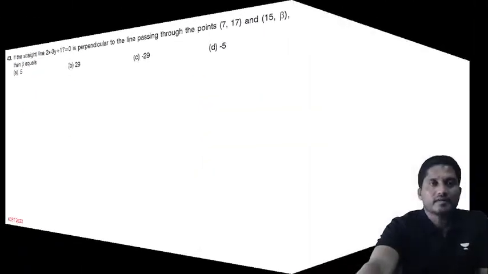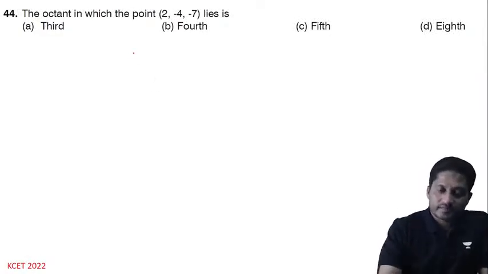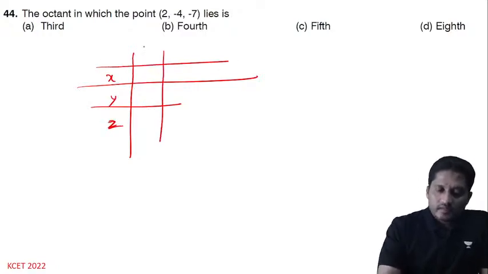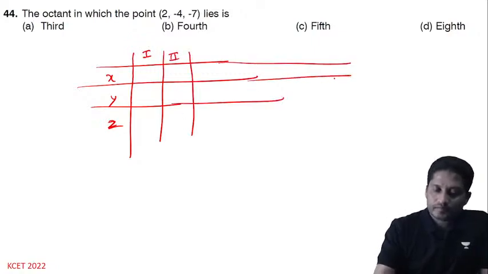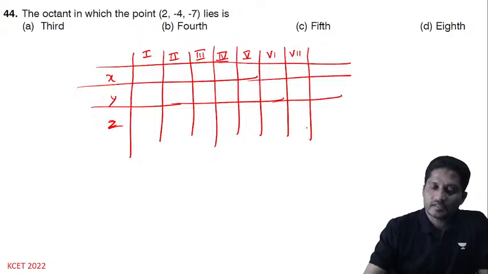Let's move to the next question. The octants in which the point lie. 2020 also there was a similar question. Okay, so this is X, this is Y, this is Z. Alright, first octant, this is second, this will be third, this will be fourth, and then you get fifth, this is sixth, 7, this is 8.